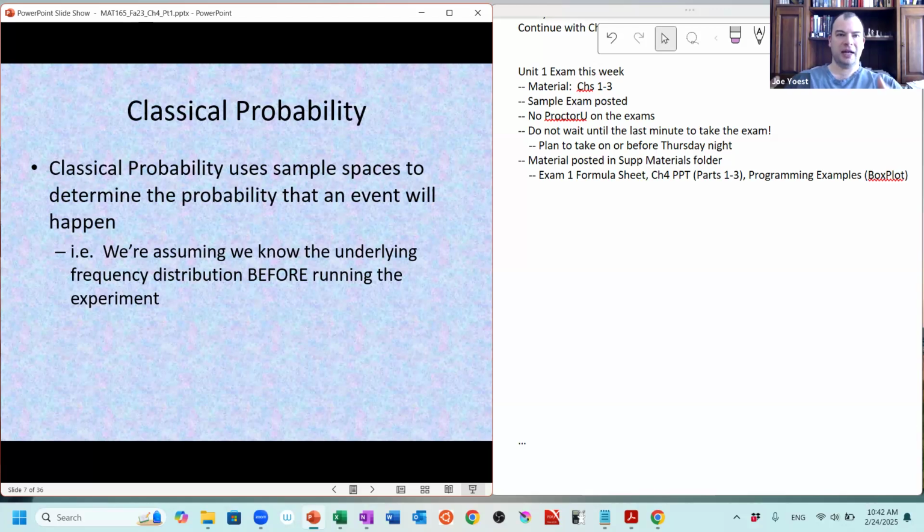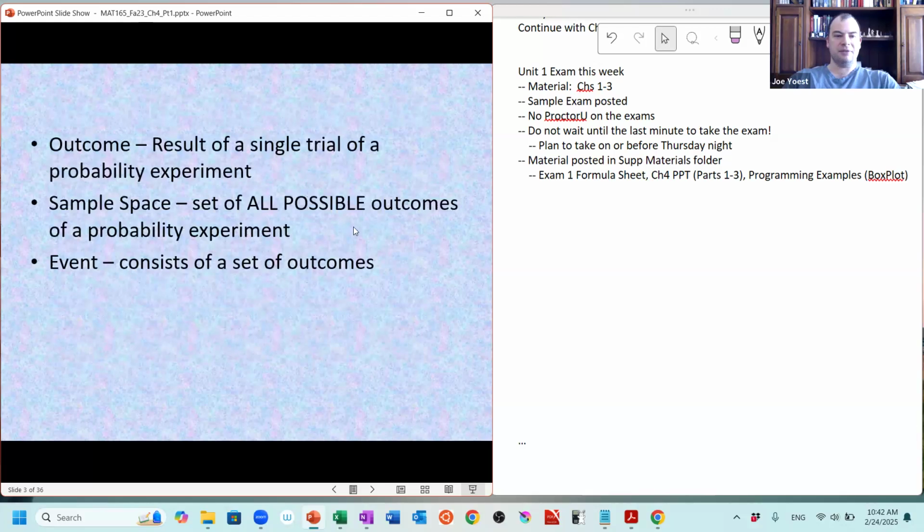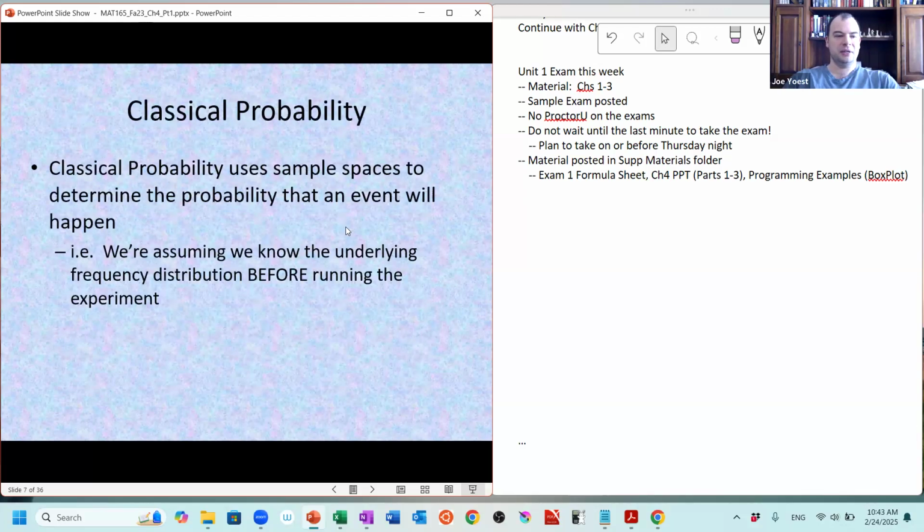I'm stuck with just knowing what happened in a sense, a run of this probability experiment where I take a sample of maybe size 100 from this big population. Note the perspective shift here. When we're talking about a sample space, having all possible outcomes represented, or when we're talking about classical probability, using sample spaces to determine probabilities of events and so on, we are assuming we know the underlying frequency distribution and therefore essentially everything about the population before running the experiment.